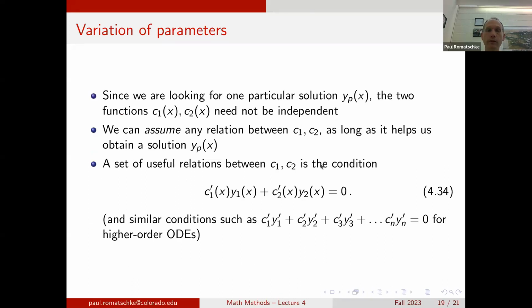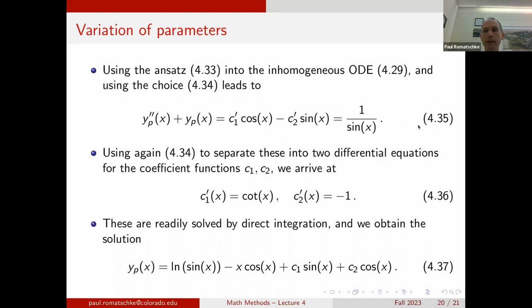And in addition to this, we have the constraint or the relation that we assumed governs the coefficient functions c1 prime and c2 prime. So that gives us two equations, this one, 4.34, and that one for the two coefficient functions c1 prime and c2 prime. So we can disentangle these two equations for the two functions to have two equations where the functions only appear individually. And those are listed in equations 4.36. So we have c1 prime is equal to cotangent of x, and c2 prime is equal to minus 1.